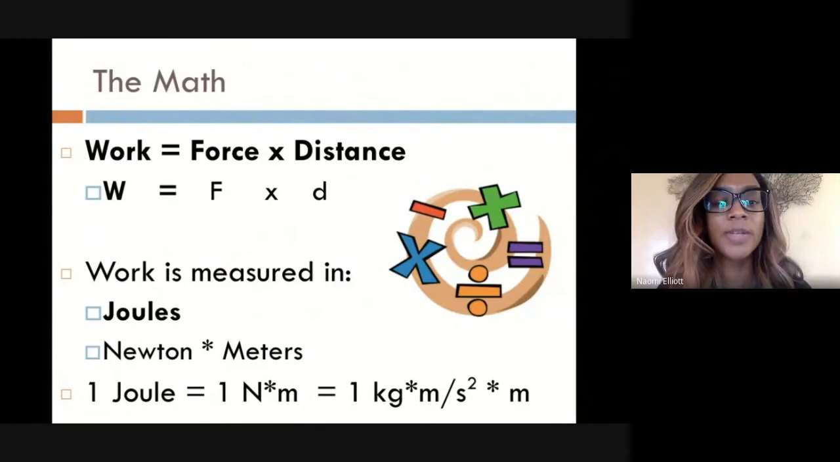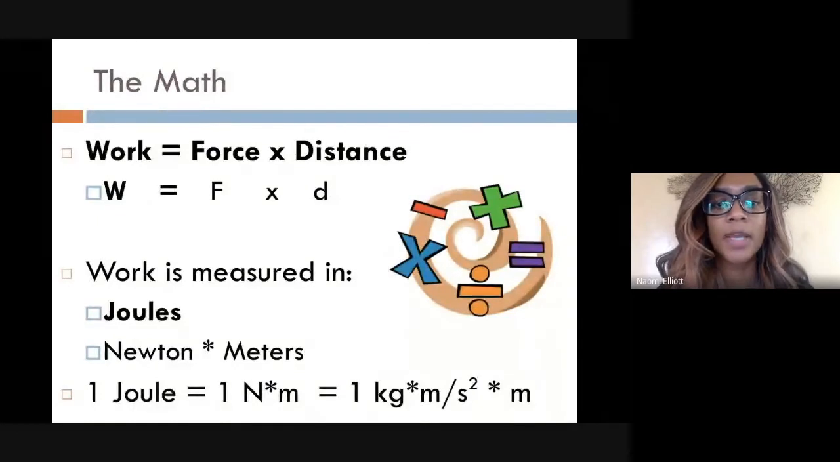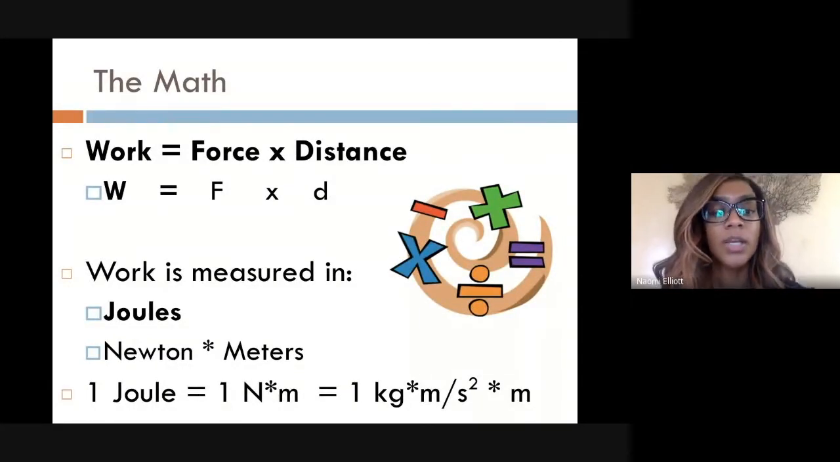Now to the math. Again, work equals force times distance. Work is measured in joules. A joule is a Newton meter, so that's what we call it, a Newton meter. One joule equals 1 Newton times meters, or 1 kilogram times meter per second squared times meters.